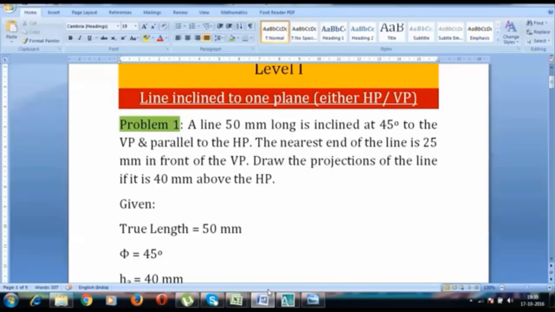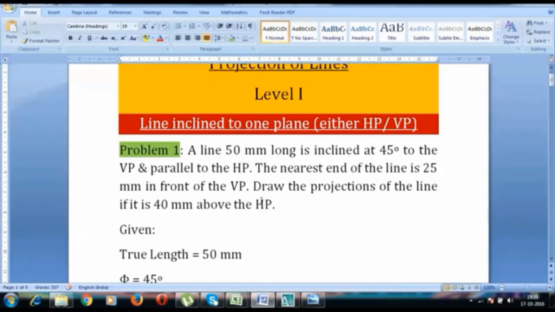Hi guys, Manas here, and today we're going to be discussing projection of line. So it's going to be level 1 where we're going to see line inclined to one plane. It could either be inclined to HP or VP. Alright, so here is problem number 1 and it goes like this.